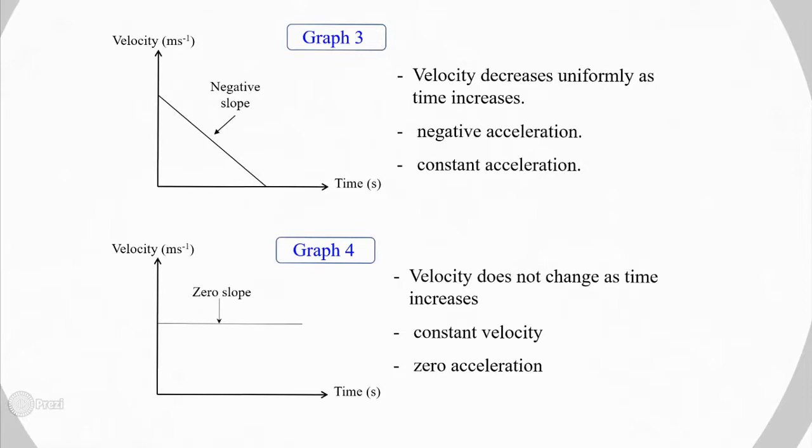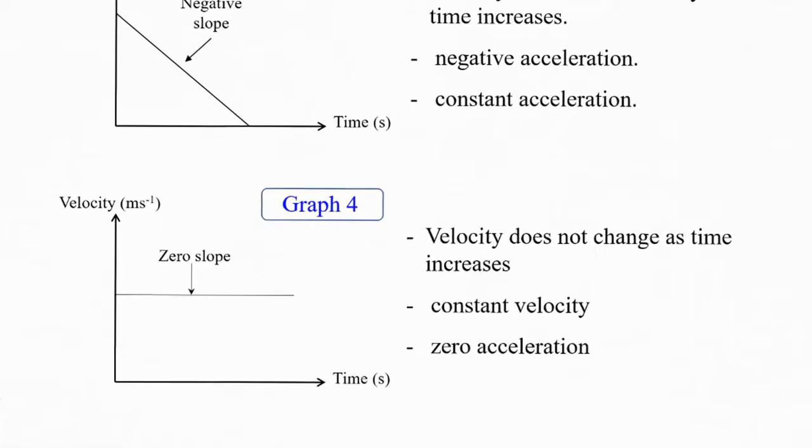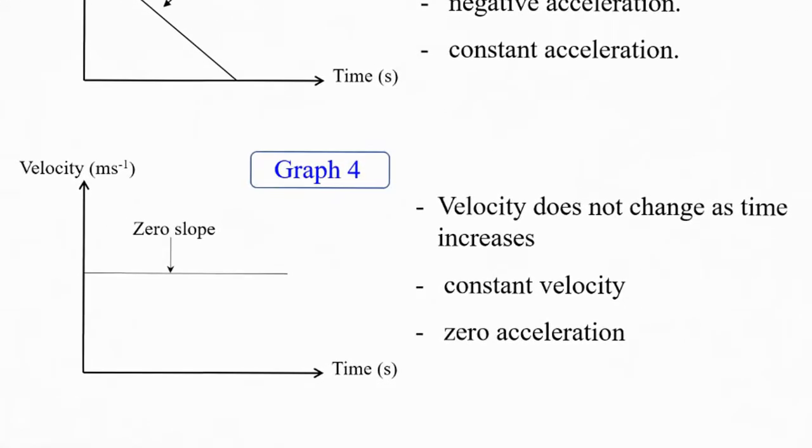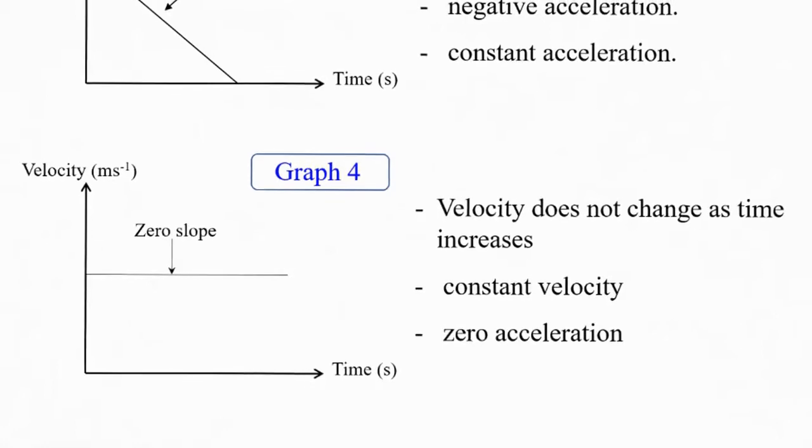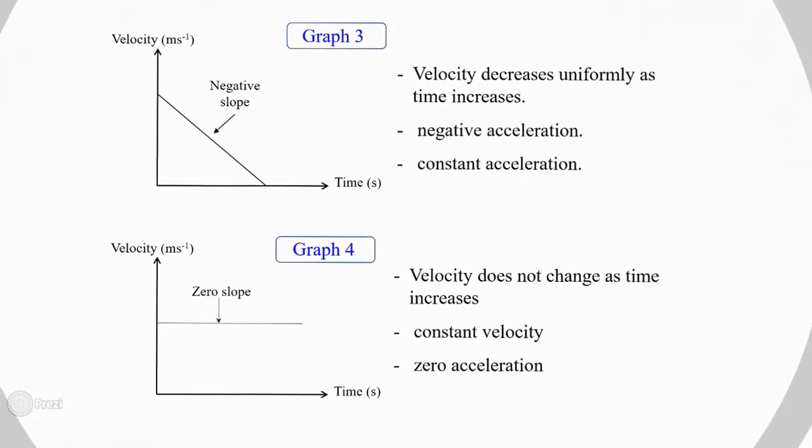Next, graph 4 shows a zero slope. It means the velocity does not change as time increases. In other words, the velocity is constant. If the velocity is constant, we will get zero acceleration.